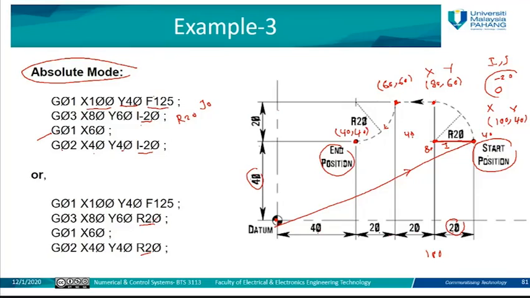It can be positive and negative. R will be positive if the arc from the start point to the end point is less than 180. I mean 180 means semicircle. If your arc is up to a semicircle, you are going to use positive R. If your arc is more than a semicircle, that means it reaches this point, reaches that point, and so on, then R will be negative, as we will see later on.